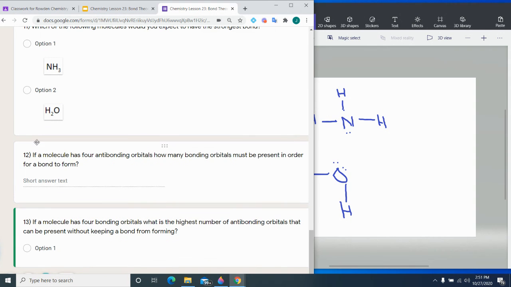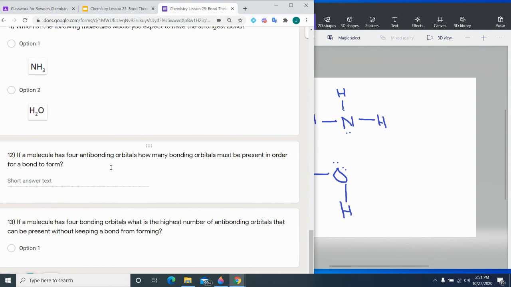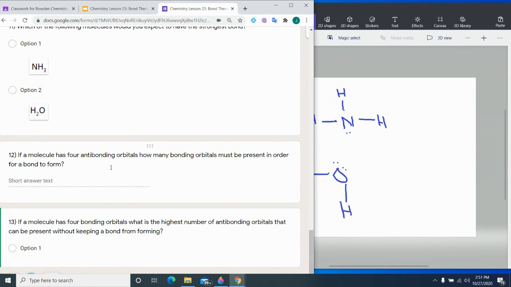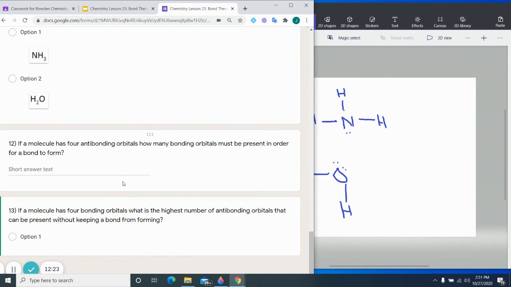All right, so number 12. A molecule has 4 antibonding orbitals. How many bonding orbitals have to be present in order for a bond to form? So if there are 4 people that don't want to do something, in order for the group to end up doing it, you must have at least 5. Okay? And then number 13, if you have 4 bonding, what is the highest number of antibonding that can be present without keeping the bond from forming? So remember, if you end up with 4 antibonding, that's enough to keep it from happening. So you can have no more than 3.